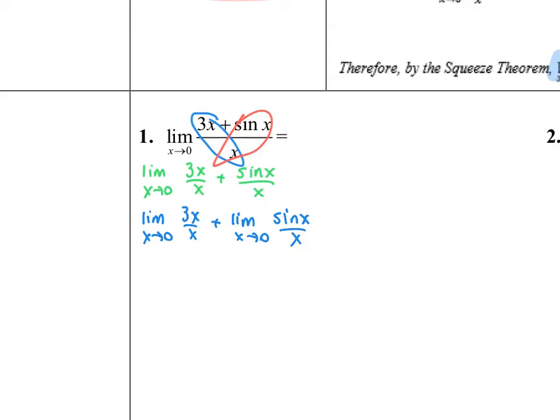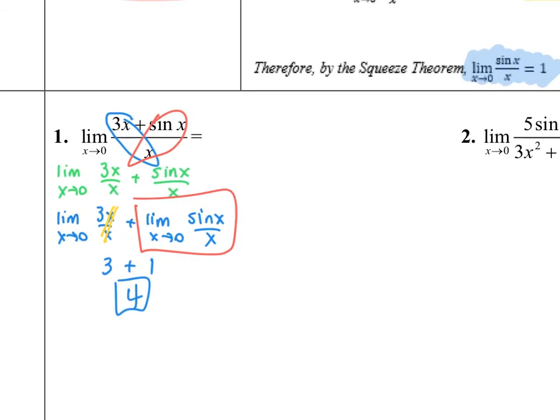And for this part, those x's cancel out, and the limit as x approaches 0 of a constant is just that constant. So this part is 3 plus this, which is what we have above, and we know the answer to that is 1. And 3 plus 1 is 4, and that is my answer to number 1.